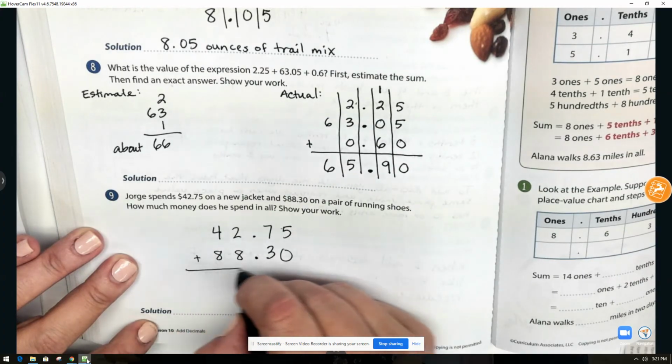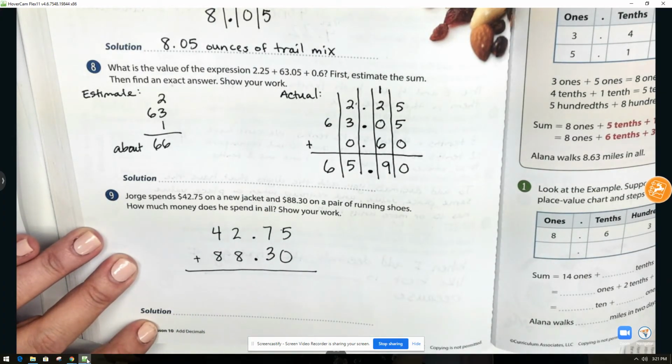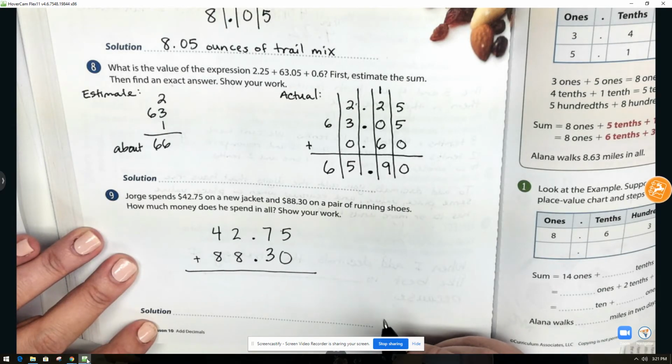And now I'm going to add those together to see how much money Jorge spent. And I think he spent a lot of money. He must have expensive taste.